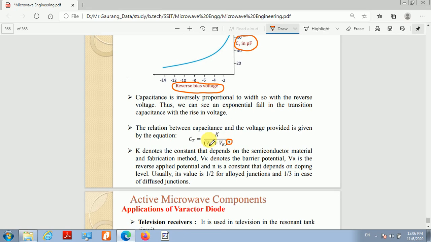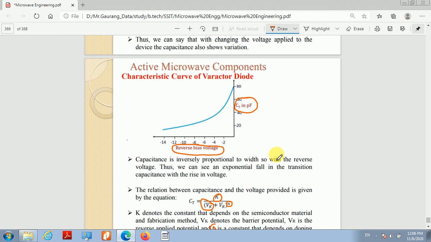Let me repeat: here constant K depends on the type of semiconductor material and fabrication method. Vk is the barrier potential of the Varactor diode, Vr is the applied reverse bias voltage, and n is a constant that depends on the doping level, and usually the value of n is 1/2 for an alloy junction, and it is 1/3 in case of the diffused junction.